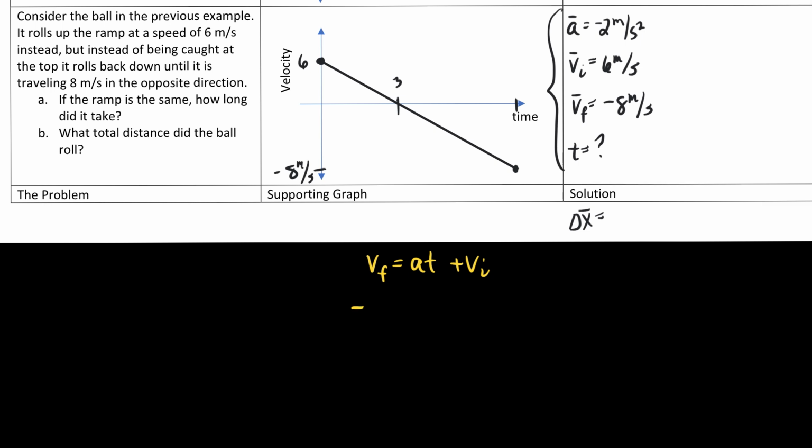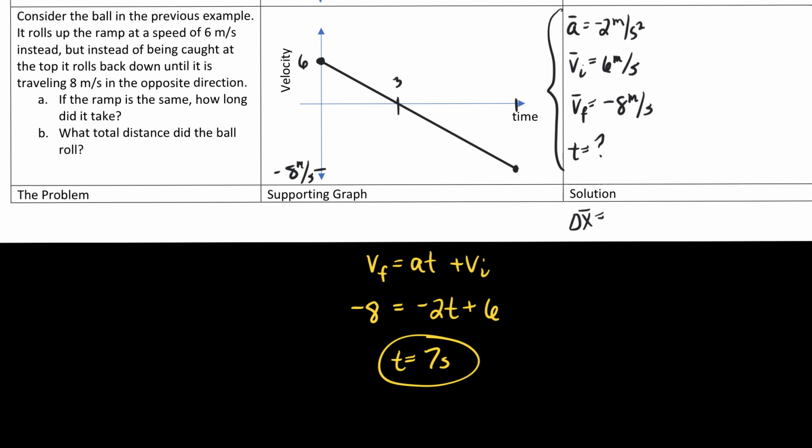So negative 8 equals negative 2t plus 6. That suggests that t is going to be 7 seconds. Right? Negative 8 minus 6 is negative 14, and negative 14 divided by negative 2 is 7. I'm leaving out arithmetic, but if you need me to do the arithmetic, I can. Does anybody need me to do the arithmetic?